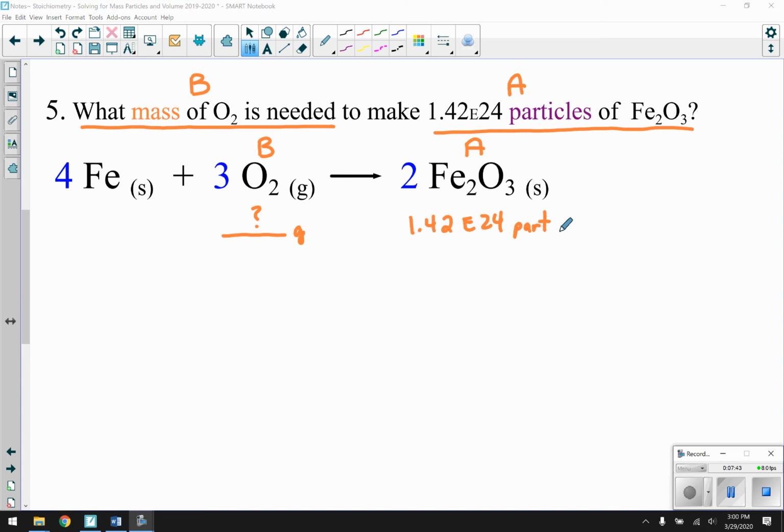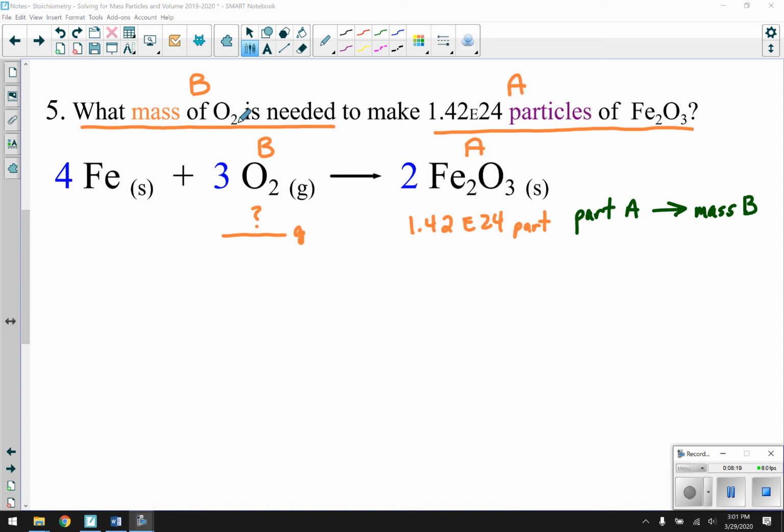So if we look at the diagnosis, this is particles of A to mass of B. And as we mentioned before, when we hear the word particles, what are we thinking? I know you just said it at home: Avogadro. And when we're thinking about mass, we're thinking about molar mass. You got it. So we're going to need Avogadro's number, and we're going to need the molar mass of substance B, the molar mass of oxygen. So let's get this baby started.